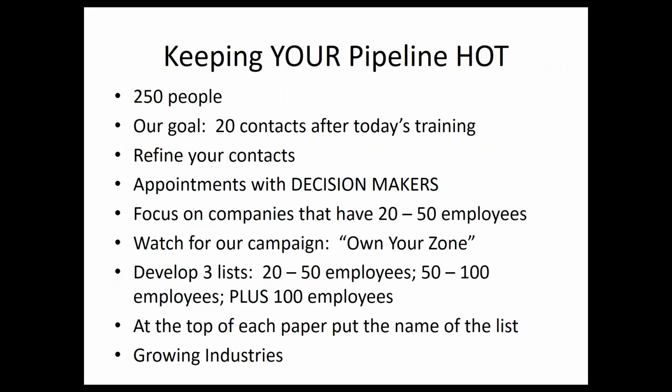Now, let's talk about keeping your pipeline hot. All right, if you're full-time and you're doing employee benefits, you need to have 250 people, 250 contacts on your list at all time. So after today, our goal is that you have 20 new contacts after our training. And then, of course, you go through the contacts, and then you're going to refine your contacts. And again, we want to make appointments with decision makers, not employees that work there.